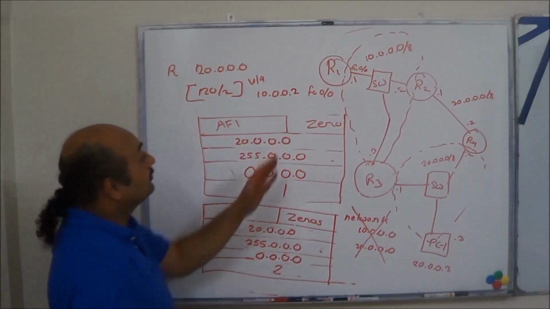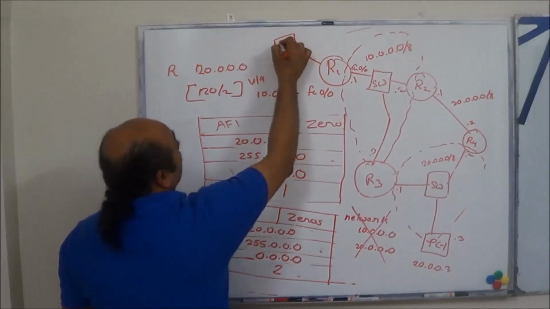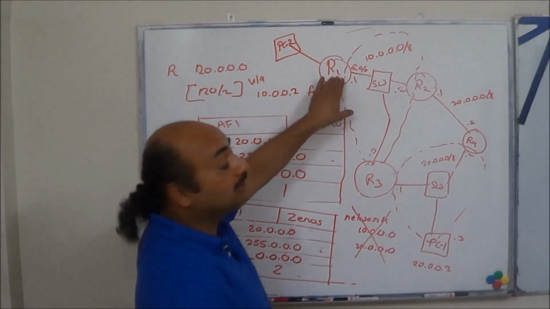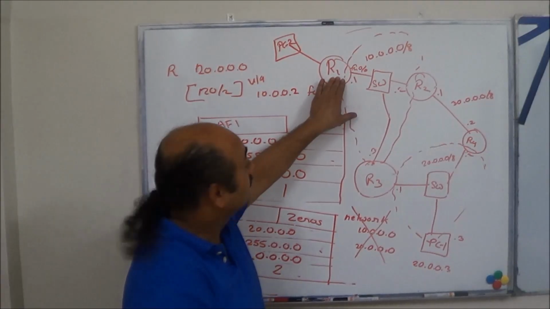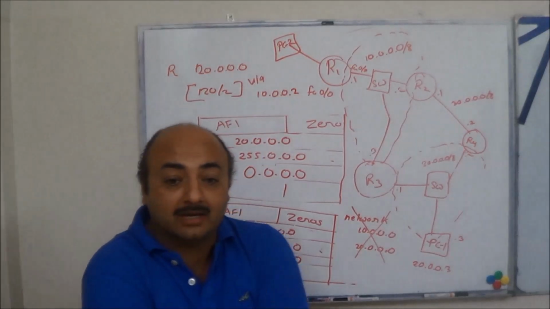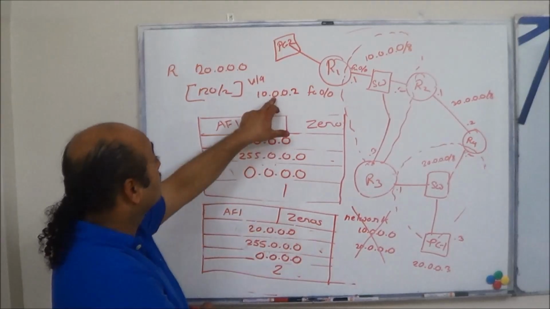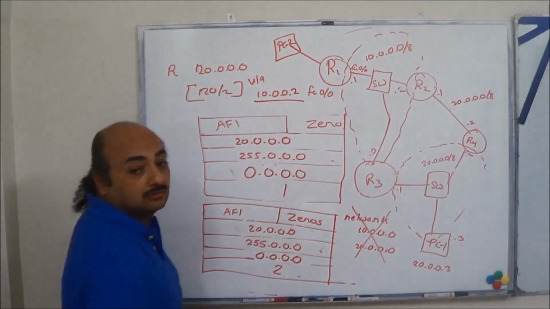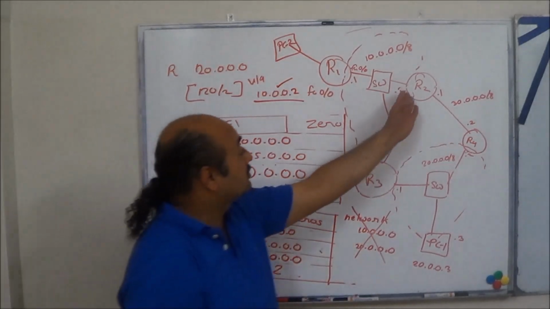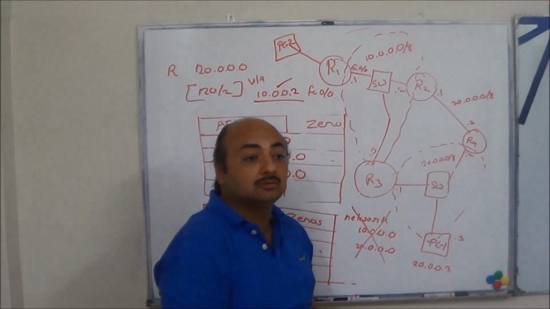Correct? So whatever packet PC2 wants to send to this one, it will send it to this one. R1 will forward it towards R2. How will it forward it? First of all, it will ask for the MAC address for this IP address. And how did it learn this IP address? Because there was an update packet coming from here whose source IP was.